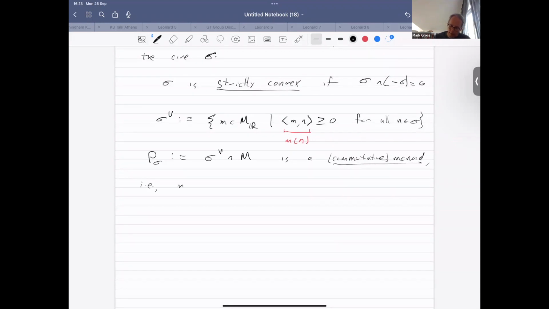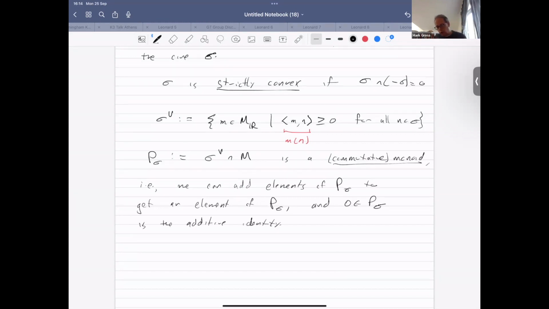I.e., we can add elements of P sigma to get an element of P sigma. And 0 in P sigma is the additive identity. So a monoid is like a group, except that inverses don't necessarily exist. If M is in P sigma, minus M may not be in P sigma.